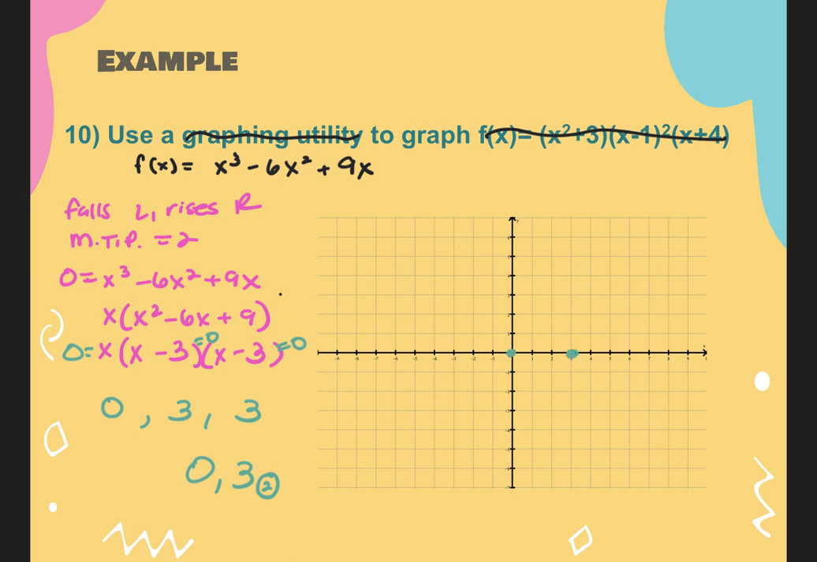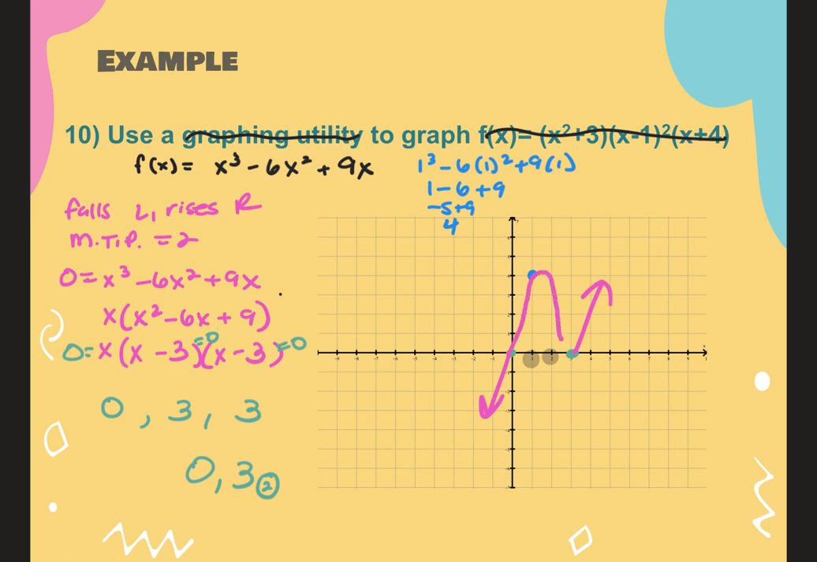0, 3. Arrows point down on the left, rise on the right. It's going to cross through 0, but bounce off of 3. So it's going to come up, come back down, and bounce. To figure out how high it is, the y-intercept's not helping because we already used it as the x-intercept. So I can plug in a 1 or a 2. I'm going to make my life easier by plugging in the 1, and it doesn't matter. So 1 to the third minus 6 times 1 squared plus 9 times 1. 1 minus 6 plus 9, and I get positive 4.